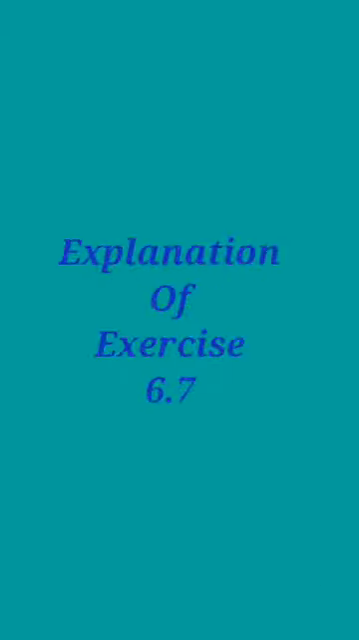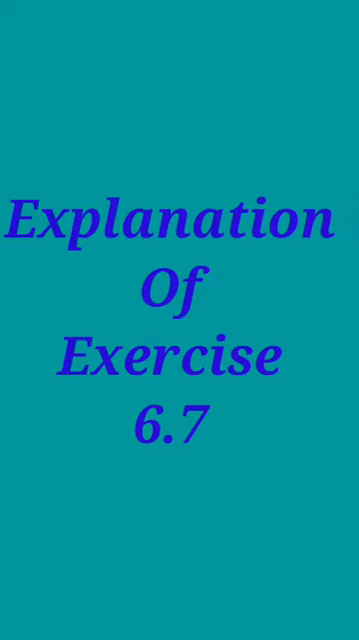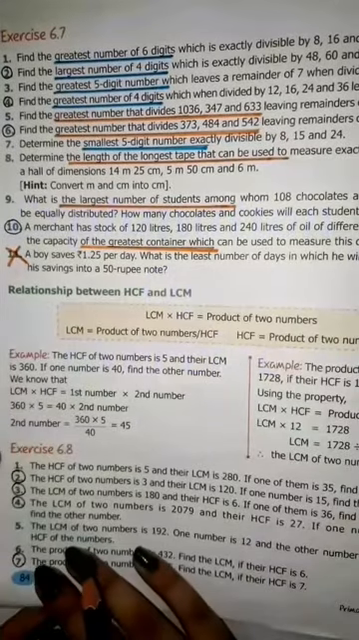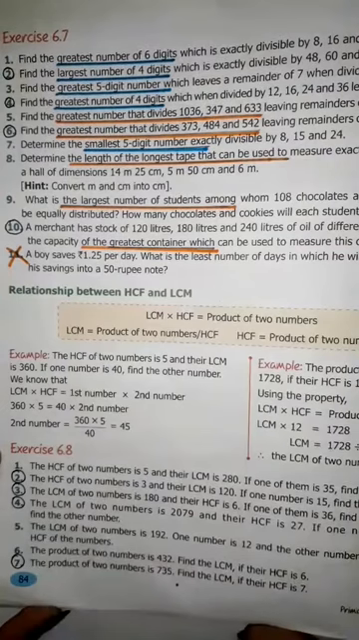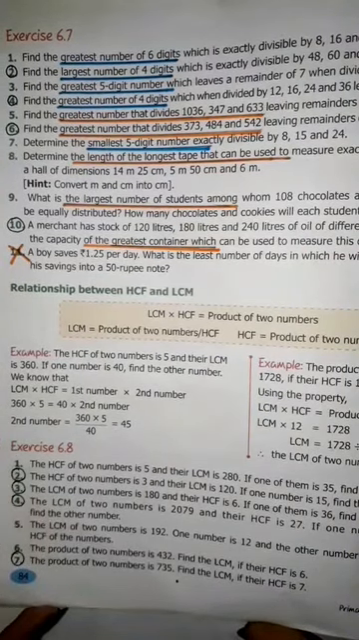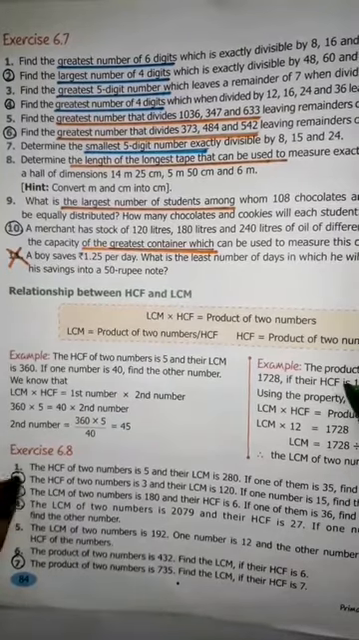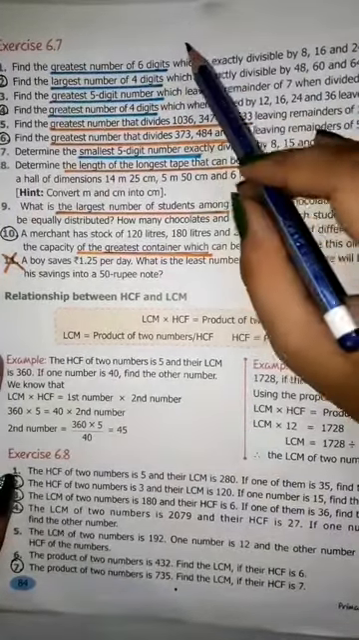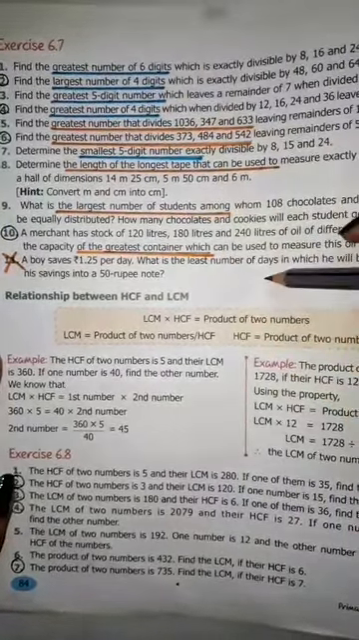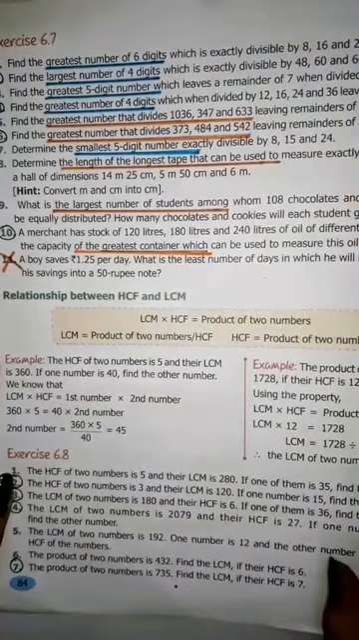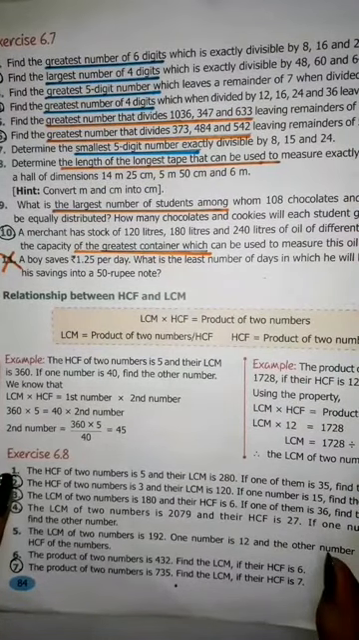So again I am here with the explanation of exercise 6.7. Children, open page number 84. I hope you all must have practiced how to find the LCM and HCF both. Now we will see exercise 6.7. That means we will now learn how to do the word problems related to HCF and LCM.